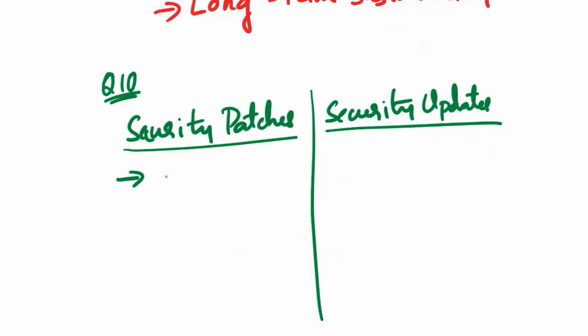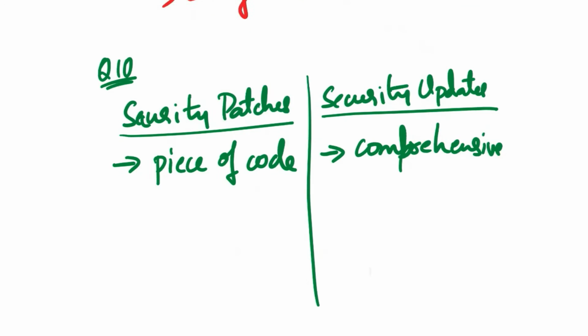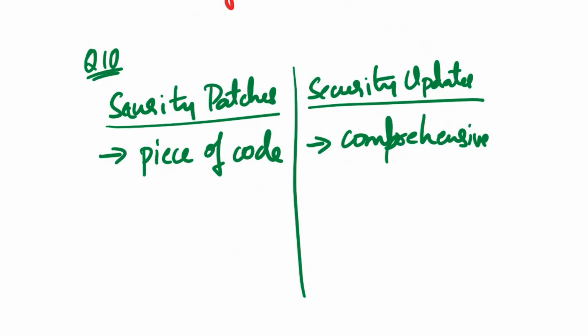A security patch is a specific piece of code or software update that is designed to fix a known security vulnerability or issue in a software application or system. A security update is a more comprehensive package of changes that include security patches but may also include other updates such as bug fixes, feature enhancements, or performance improvements.